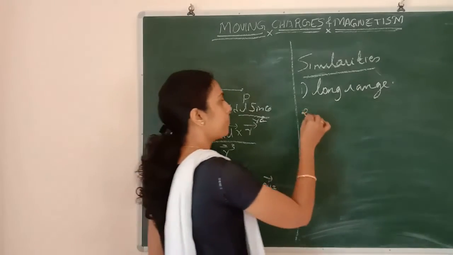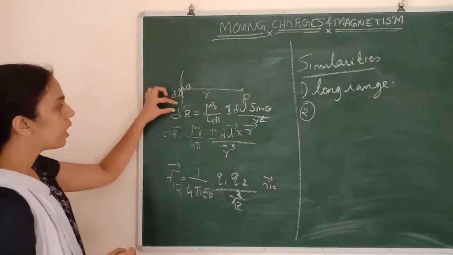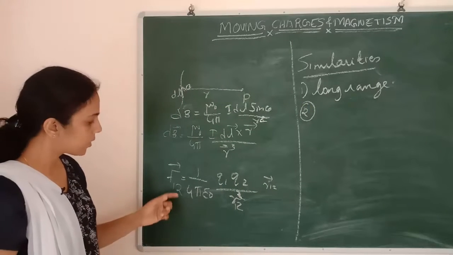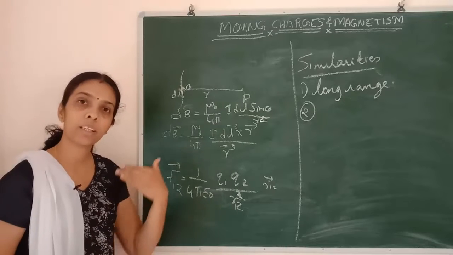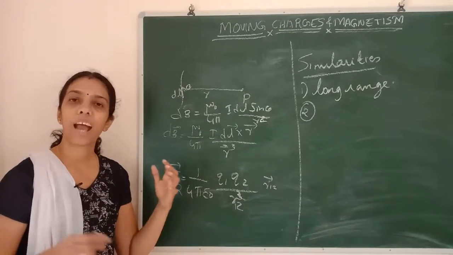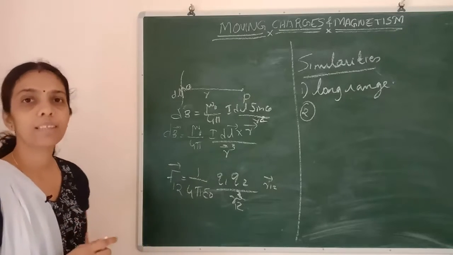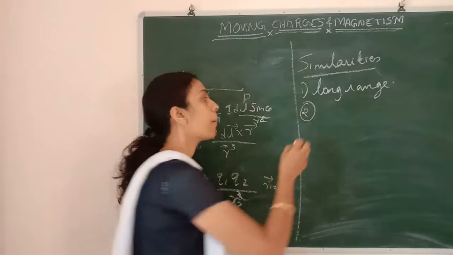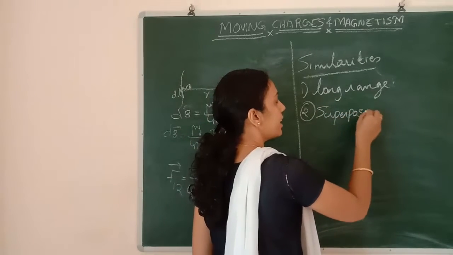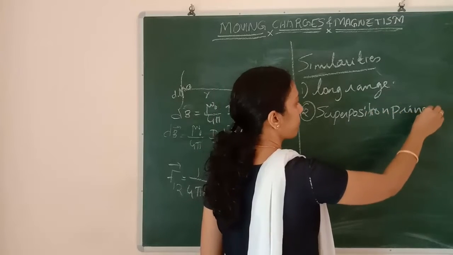The second similarity: if we want to find the total field, we can add all these magnetic fields. While finding the total force acting on a conductor, we add up the forces due to all the charges. That means both obey the superposition principle.